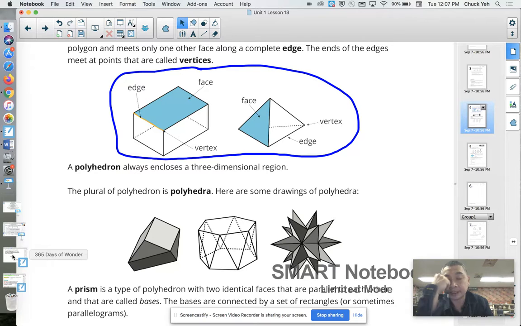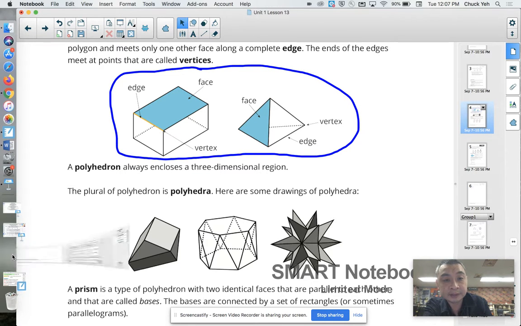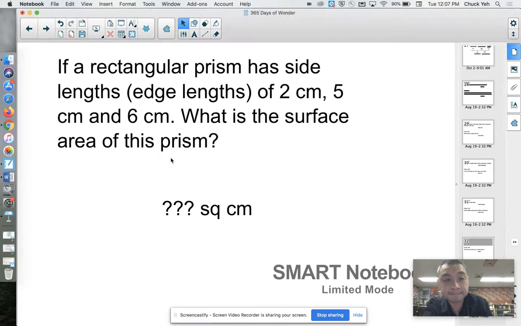And then the last thing was we did this on our whiteboard, and then you can try to do this too. Remember from problem 4 yesterday? If a rectangular prism has a side length of 2 centimeters, 5 centimeters, or 6, what's the surface area? Remember doing this kind of problem? If you can, try to do this. If not, watch this part of the video, and then I'll give you another one to do.